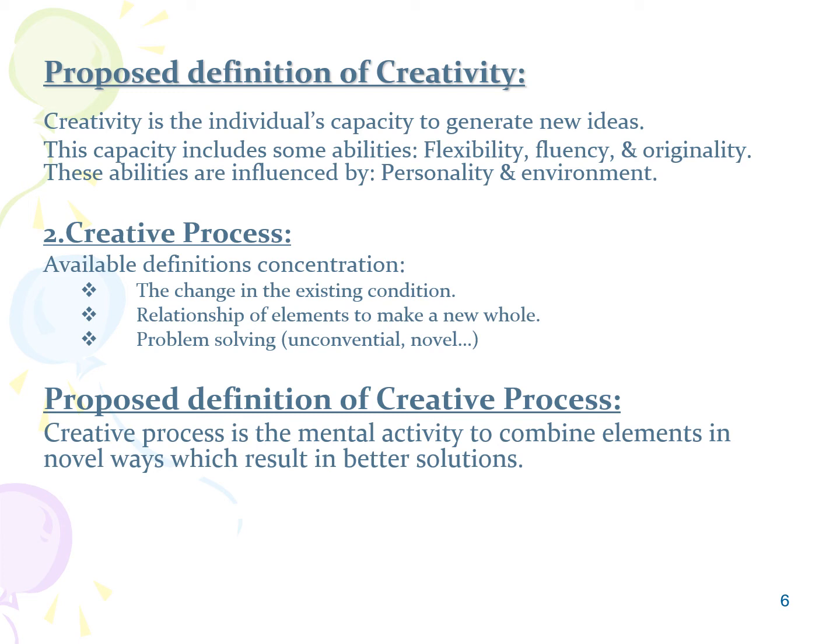unconventional or novel ideas. The proposed definition for the creative process is that the creative process is a mental activity. Why is it a mental activity? Because it happens in our mind. To combine elements in a novel way. The elements of the object, the elements of the idea, the elements of the product, work in our minds to change the relationship between elements to make a new or novel one, which results in a better solution, better product, better idea, and so on.